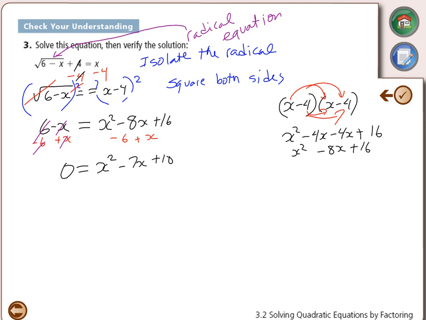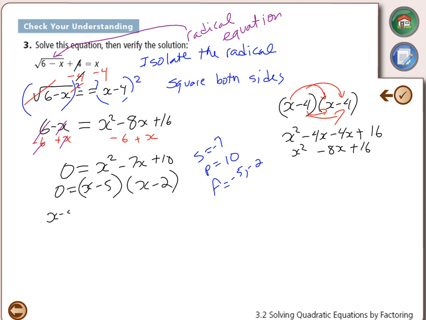And then we're factoring. Keep on factoring. Sum is negative 7. Product is 10. Okay, what does that give us? The two numbers. Hey, both negatives, negative 5 and negative 2, those ones will work. 0 equals x minus 5 and x minus 2, zero product property. X minus 5 equals 0, so x is equal to 5. X minus 2 equals 0. Oh, I shouldn't box them in yet. Just a moment.